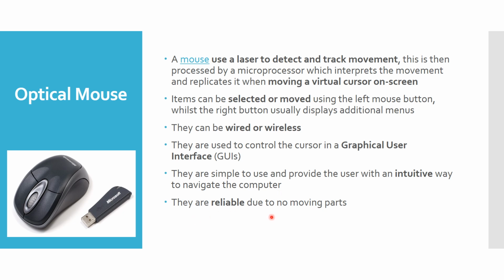They are reliable due to no moving parts. And by the way, the mouse uses a laser to detect and track movement. This is then processed by a microprocessor which interprets the movement and replicates it when moving a virtual cursor on a screen.